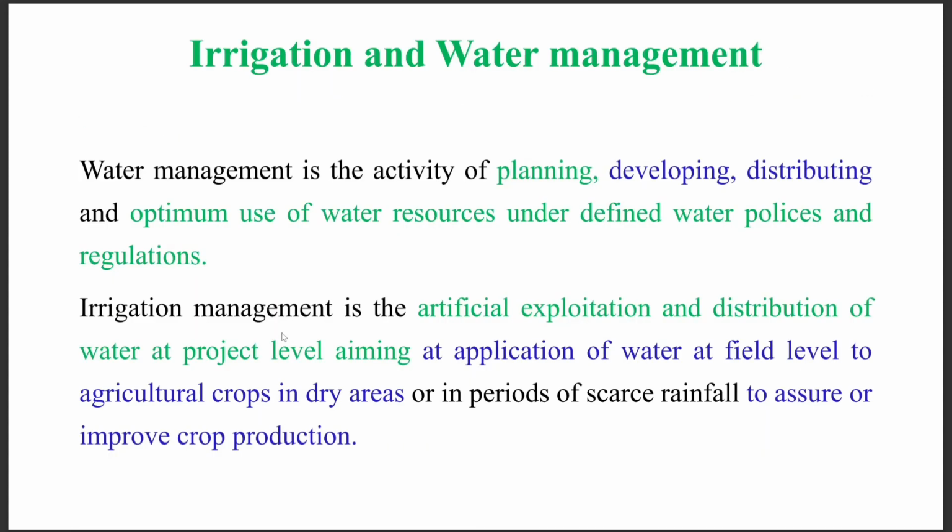Then we have the irrigation and water management. As we knew before that water is very important, then we have to know how we can manage that thing. So water management is the activity of planning, developing, distributing, and optimum use of water resources under defined water policies and regulation. If we need 2000 liters, we will not provide like 3000 liters.